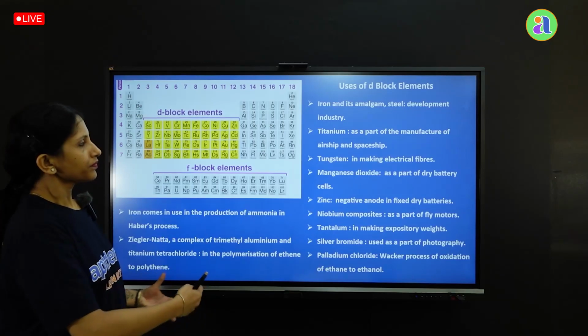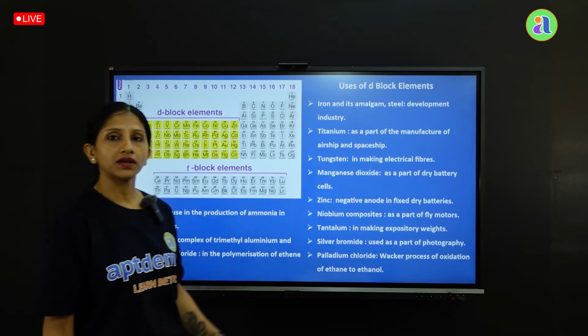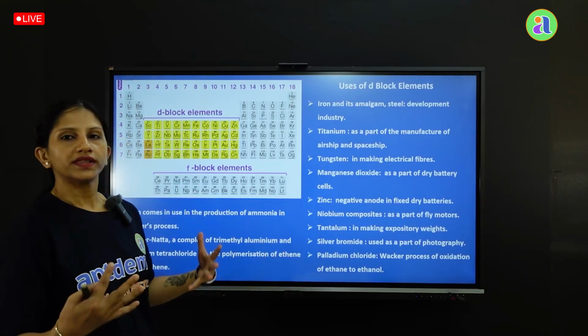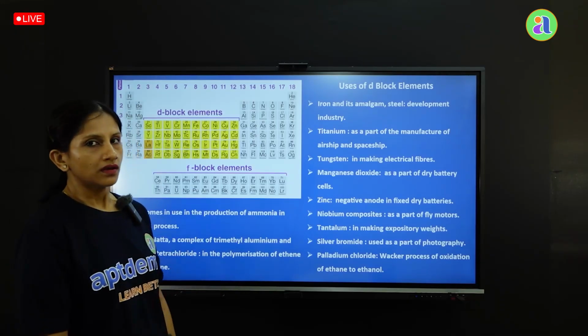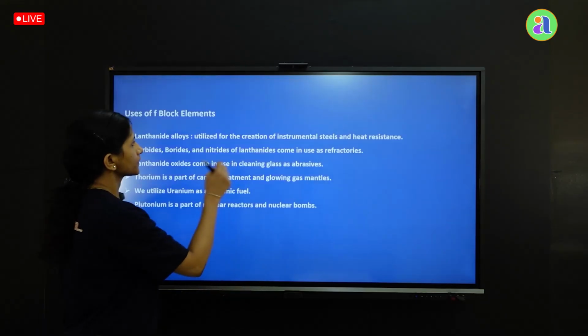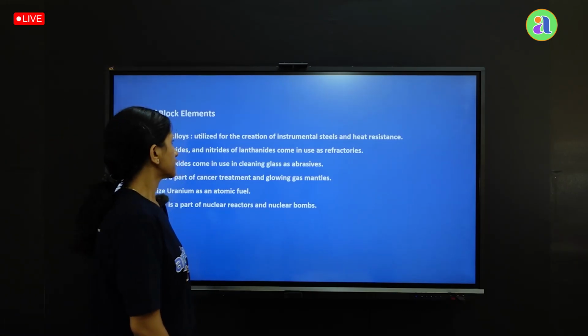So from the use of some of the elements of D block, you can understand how useful they are in our day-to-day life. Without these elements, it would not be possible to manage our day-to-day life easily. Now let's come to the usefulness of some F block elements.